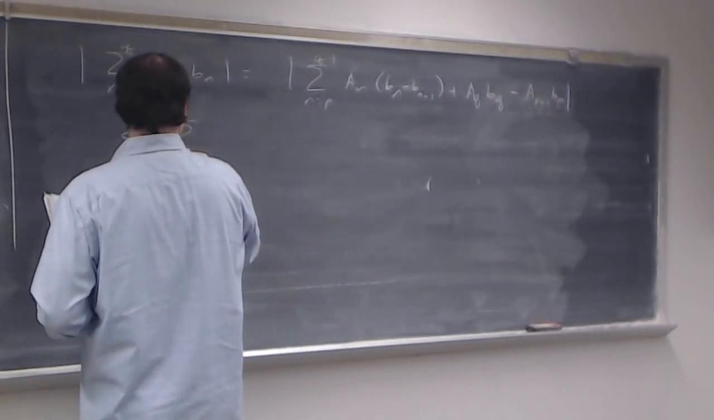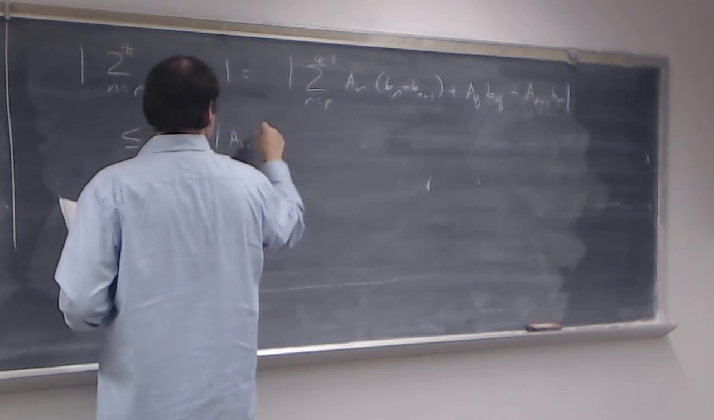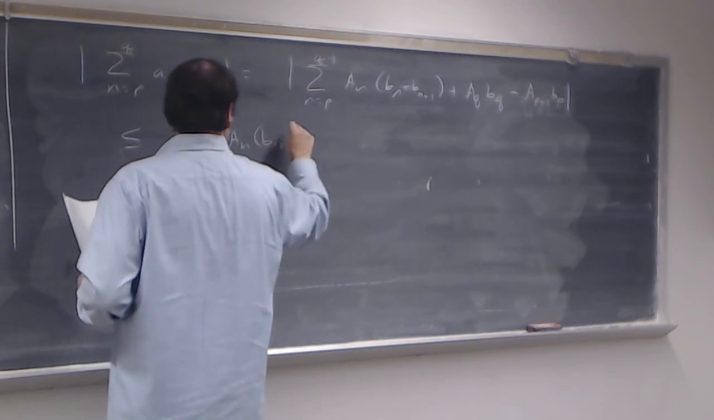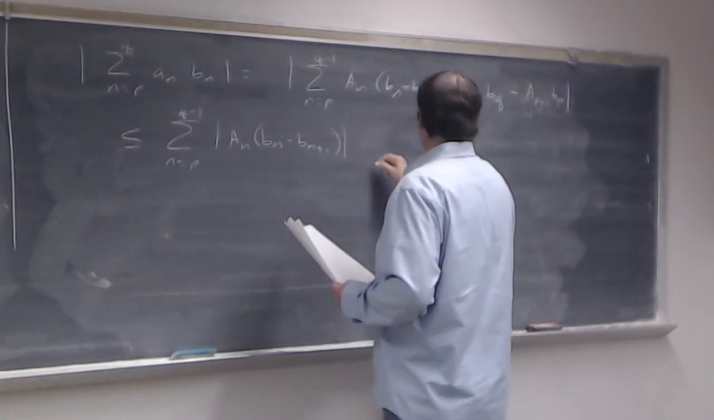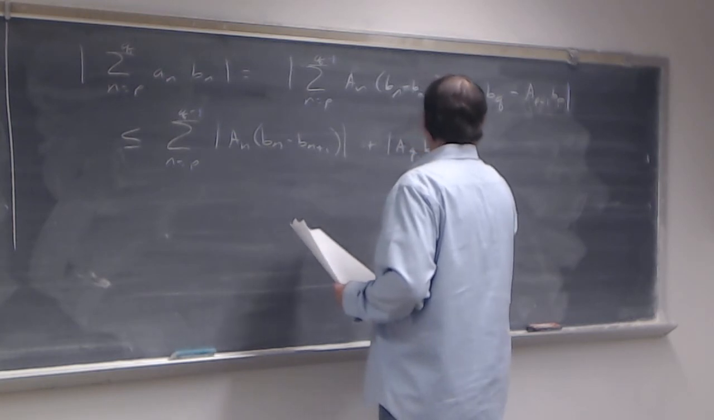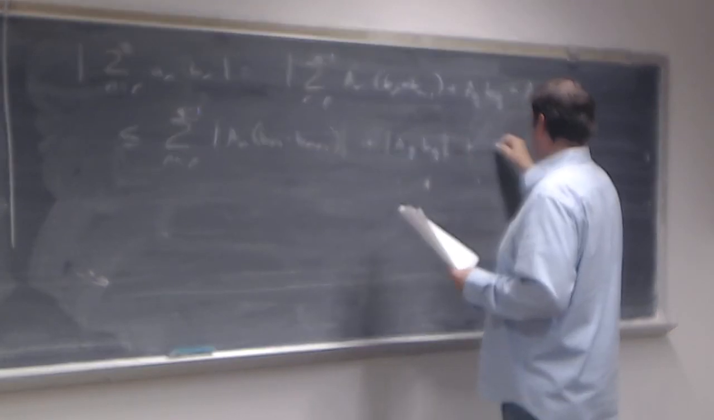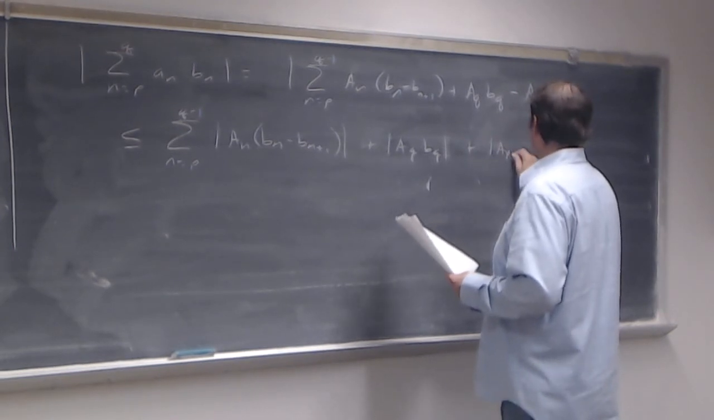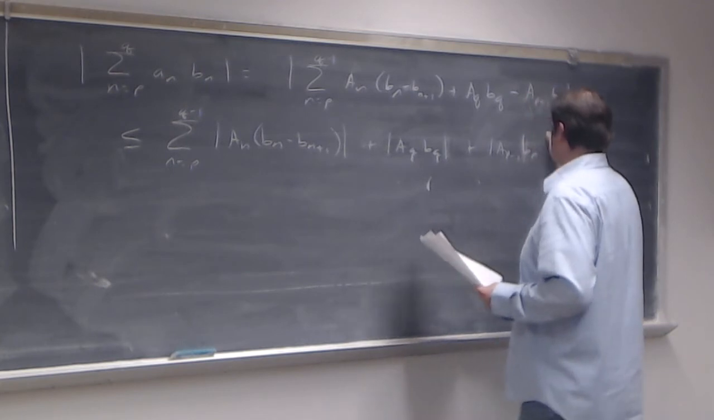So we say the sum as n runs from p to q minus 1 of the absolute values of a sub n times b sub n minus b sub n plus 1, plus the absolute value of a sub q, b sub q, and plus the absolute value of a sub p minus 1, b sub p.